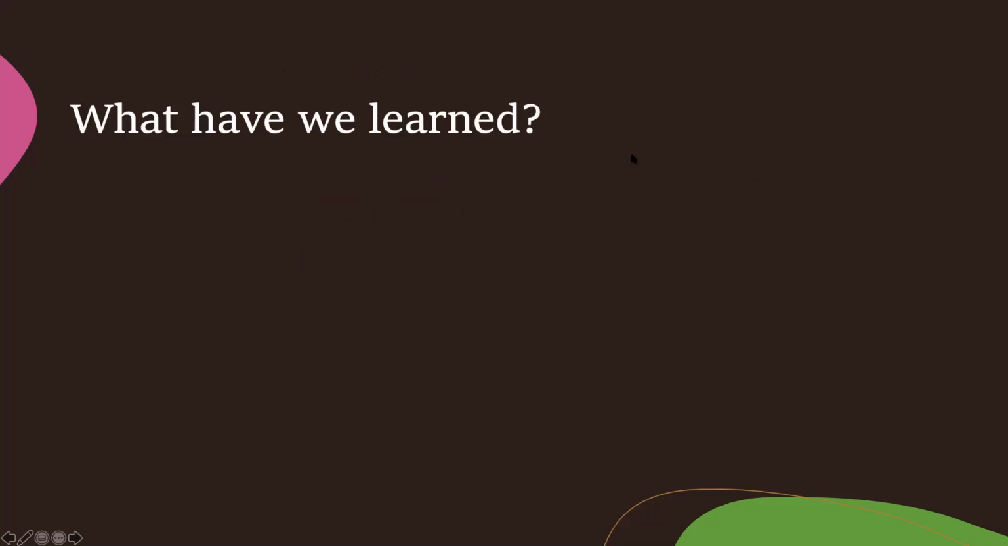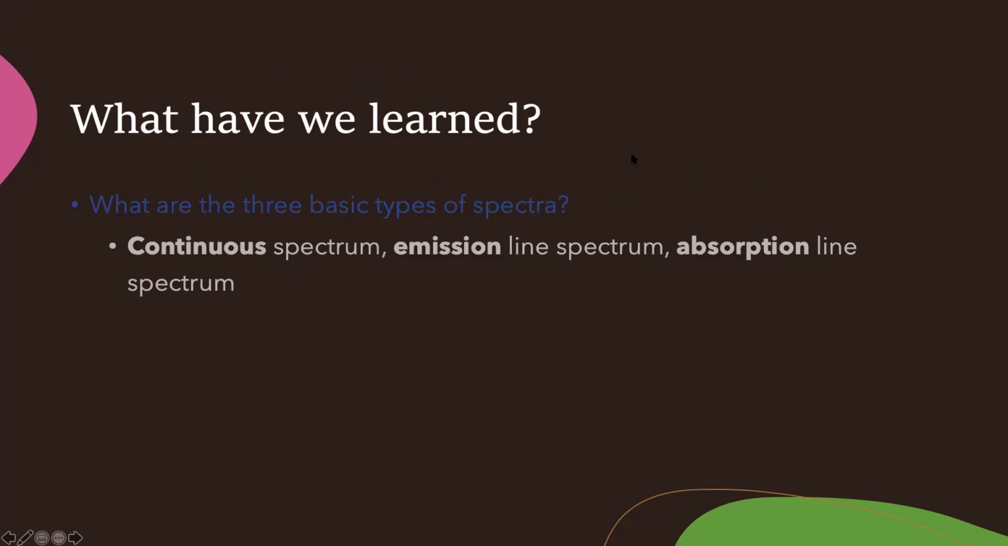So let's summarize what we've learned, and then we will call it an evening. And so the three basic types of spectra, we have continuous spectrums, we have emission line spectrums, and absorption line spectrums. Right, those are the three spectra which are referred to in Kirchhoff's laws.